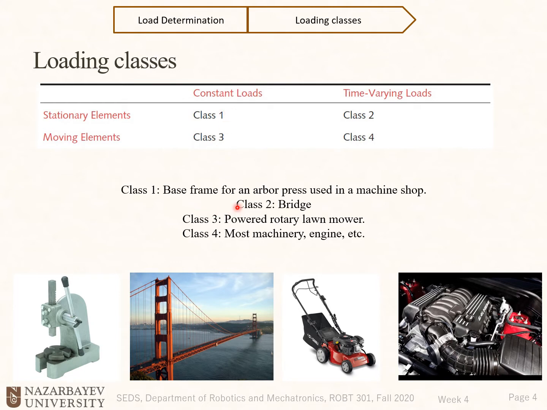In class two is a bridge. A bridge is a stationary element. So in the ideal case, we could assume that the structure of the bridge is not moving. Okay, it is stationary, but the load is time varying. Yes, so we have a truck moving on this bridge. We have cars moving on this bridge. Yes, so we have wind blowing on the body of this bridge. So the load is time varying.